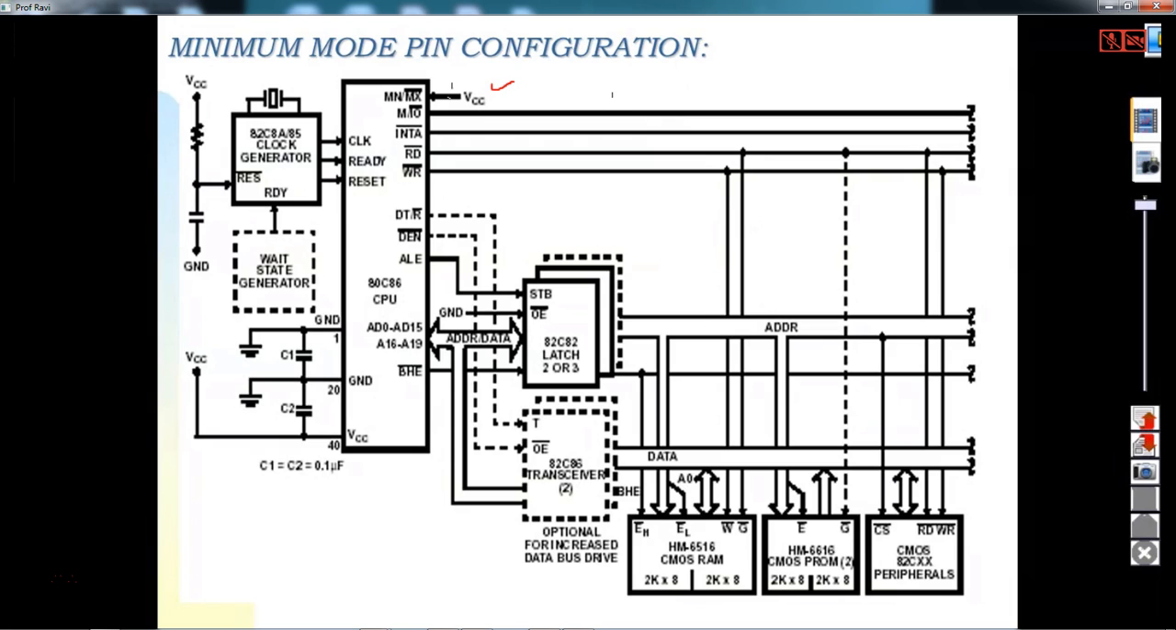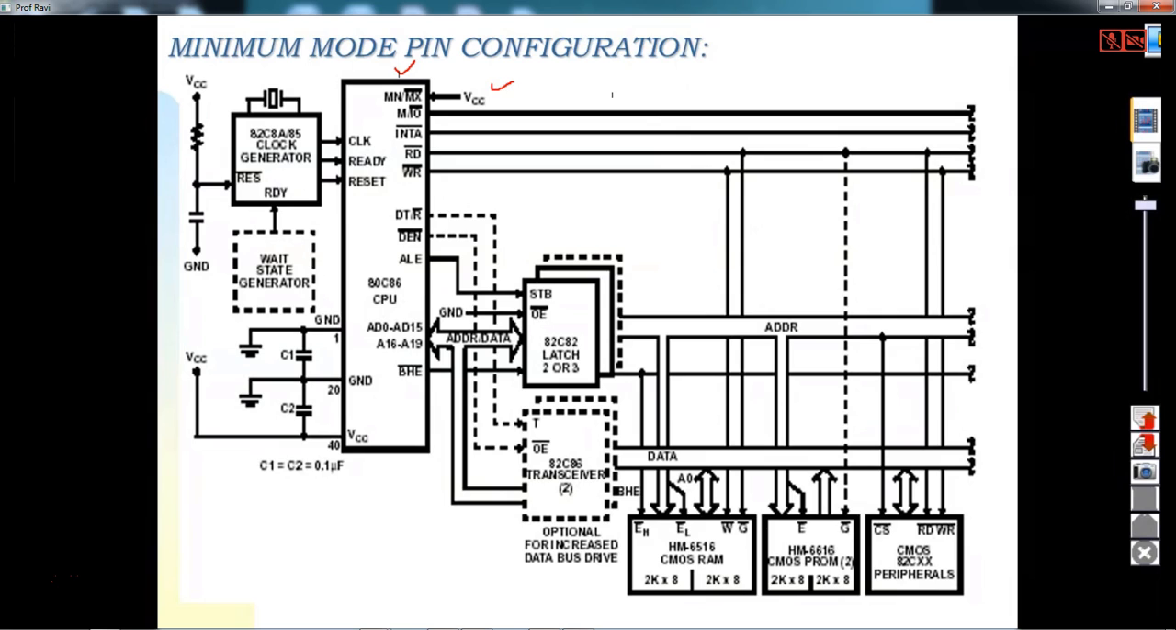That means if the 33rd pin is connected to 0, then it is in maximum mode. The maximum mode can accommodate multiple processors; the co-processor can act to do floating point operations. We will see maximum mode a little later. Now we will see the minimum mode of operation. That means when it is connected to 5 volts, the processor works in alone mode.